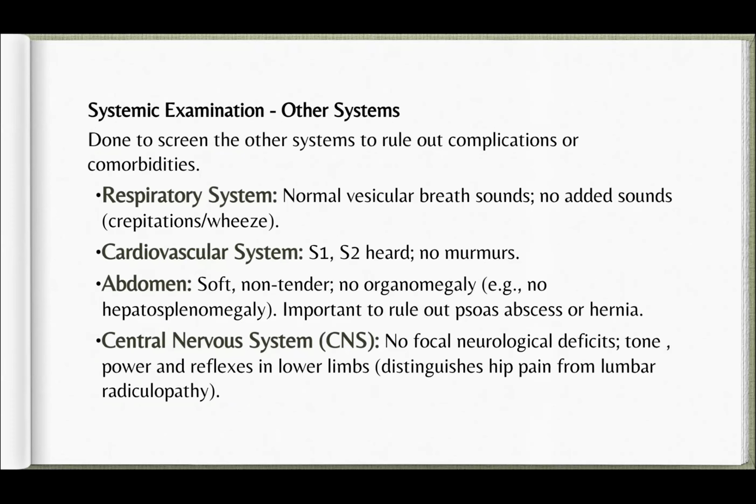Respiratory system: look for normal vesicular breath sounds and any added sounds, generally crepitations or rhonchi. And cardiovascular system: check for S1, S2, and any additional murmurs. Abdominal examination: it should be soft and non-tender, and check for any organomegaly, hepatomegaly or splenomegaly. It is important to rule out any psoas abscess or hernia. Central nervous system: check for any focal neurological deficits, tone, power, and reflexes in the lower limbs, which distinguishes hip pain from lumbar radiculopathy.